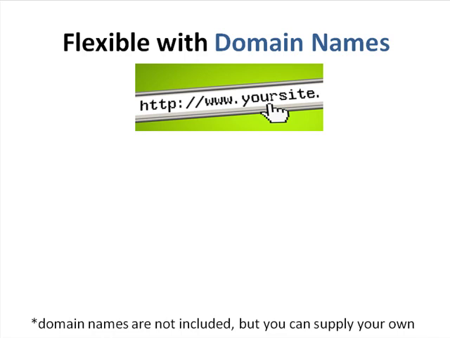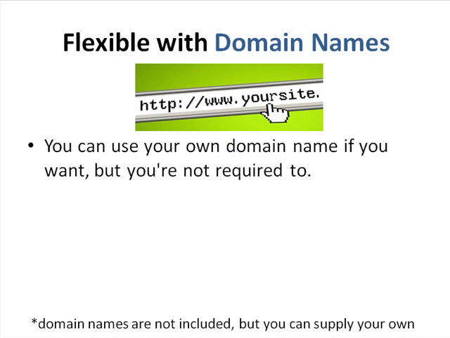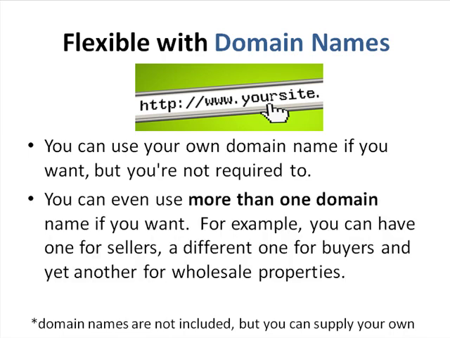Your site is flexible when it comes to domain names. A domain name is like yourname.com. So you can use your own domain name if you want, but you're not required to. We give you an address you can use. It'll be whatever you choose, yourname.prohousehelp.com. That's our domain. You can use that if you want, or you can use your own domain name. And you can even use more than one domain name if you want. For example, you might want to have one domain name for sellers, a separate one for buyers, and then another one for wholesale properties. You can do that if you want.